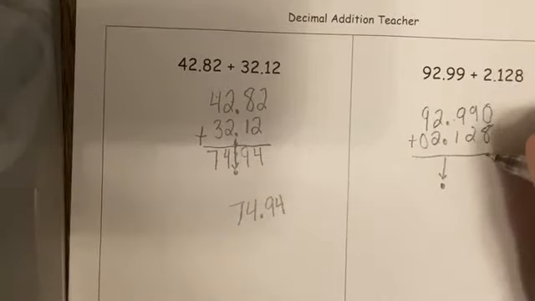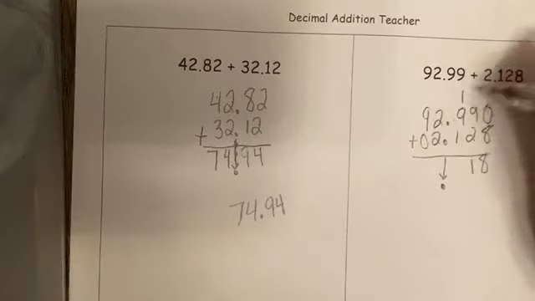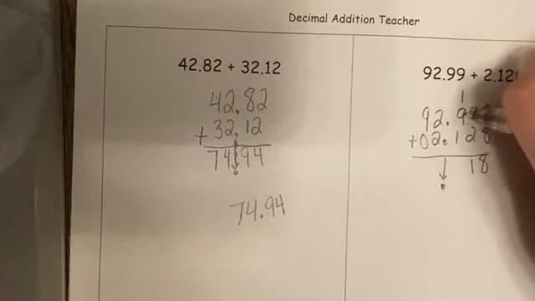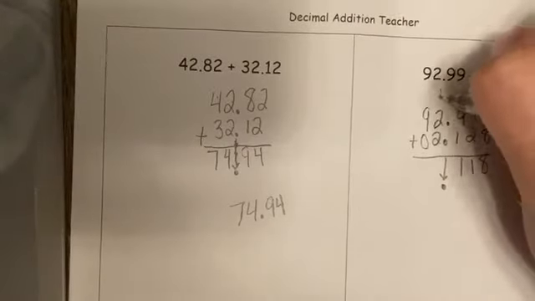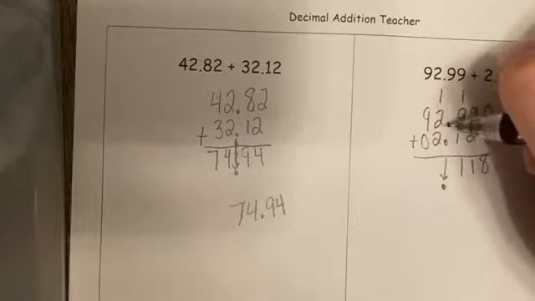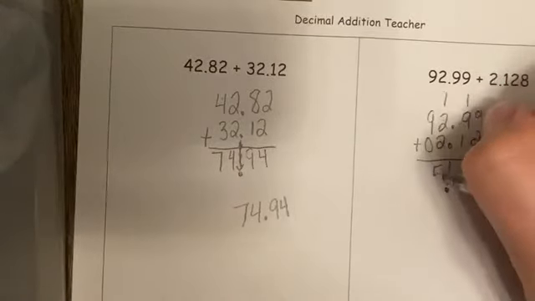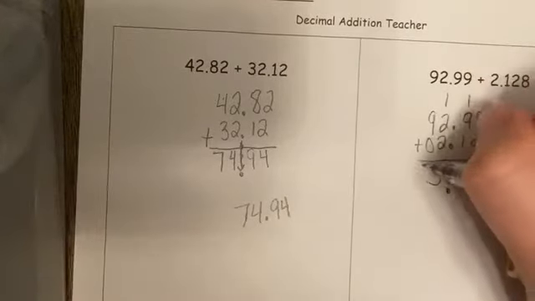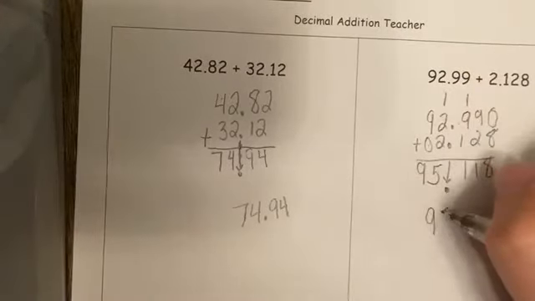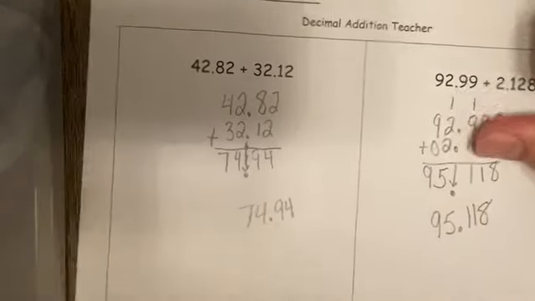0 plus 8 is 8. 9 plus 2 is 11. 1 plus 9 is 10, plus 1 is 11. 1 plus 2 is 3. 3 plus 2 is 5. And 9 plus 0 is 9. So I get 95 and 118 thousandths.